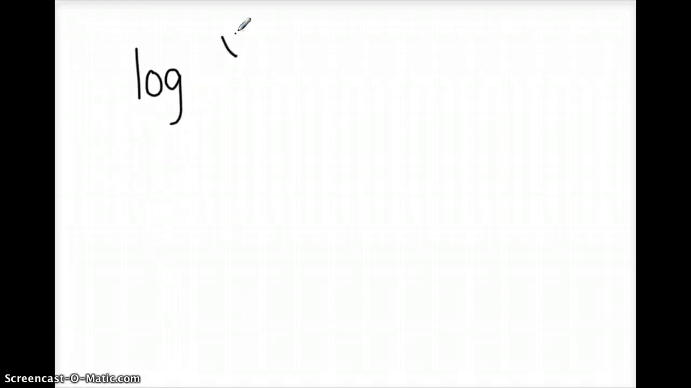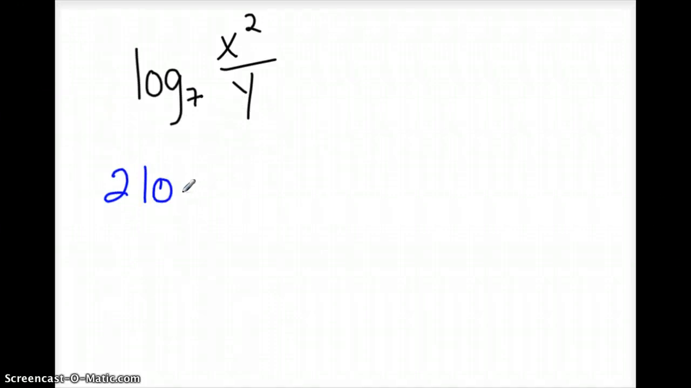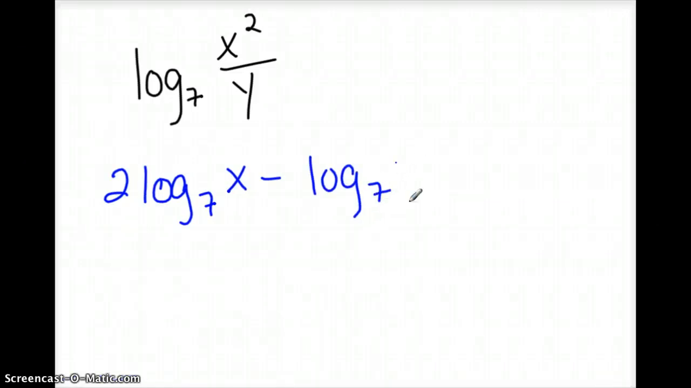Last time we had something like this: log base 7 of x squared divided by y. To expand this, remember we break up multiplication with addition, division with subtraction, and we bring powers out front. So the expanded form would be 2 log 7 x, because the power comes out front, minus, because of the division, log 7 y. Okay, so this is expanding our logarithmic expression.